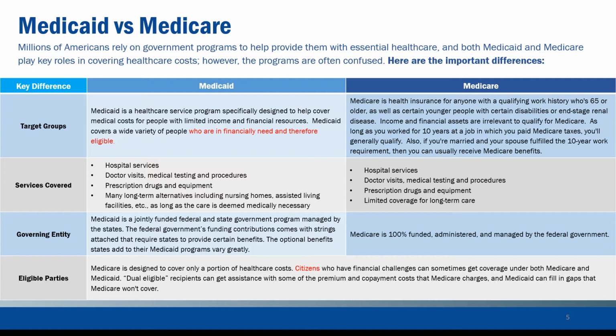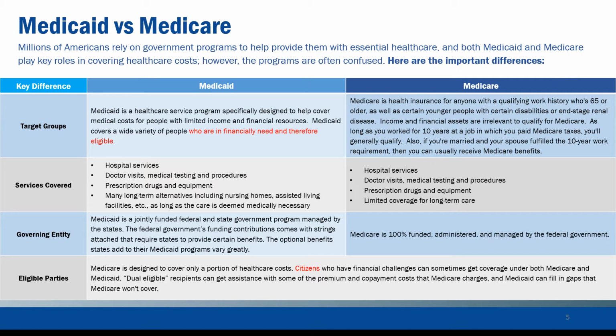Medicare is a health insurance program for anyone with a qualifying work history who is 65 or older, as well as certain younger people with certain disabilities or end-stage renal disease. Income and financial assets are irrelevant to qualify for Medicare. As long as you have worked for 10 years at a job in which you paid Medicare taxes, you'll generally qualify. Also, if you're married and your spouse fulfilled the 10-year work requirement, then you can usually receive Medicare benefits as well.